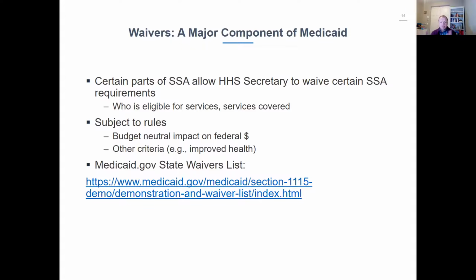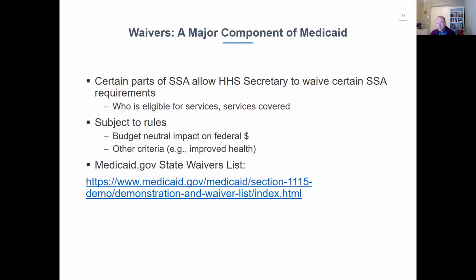So it's not to say that these are just weedy problems. They could actually be of interest to you as a researcher. One of the things we want to note here are waivers. Certain parts of the Social Security Act allow the Health and Human Services Secretary to waive certain requirements of the program. They are subject to rules. They are typically expected to be budget neutral, as well as other criteria.